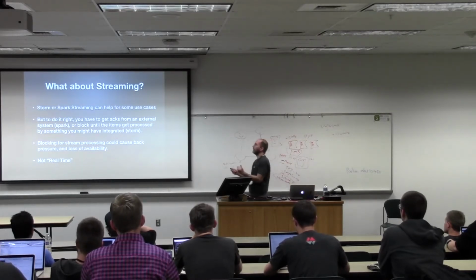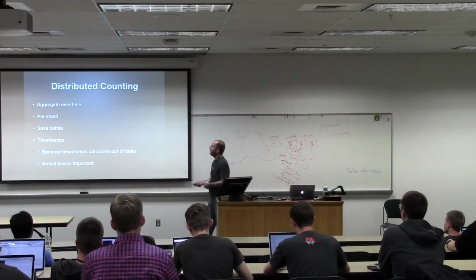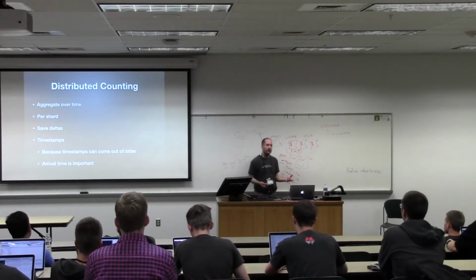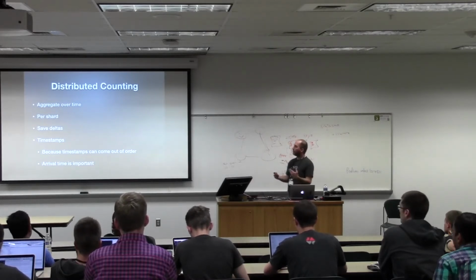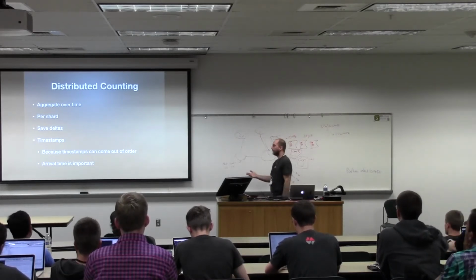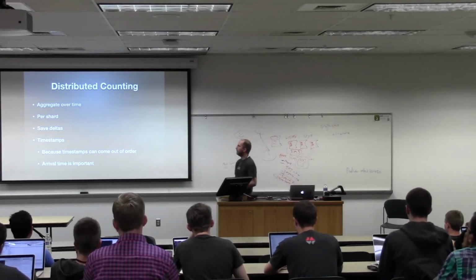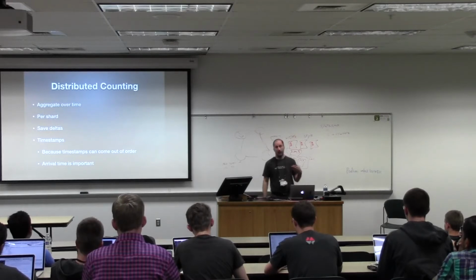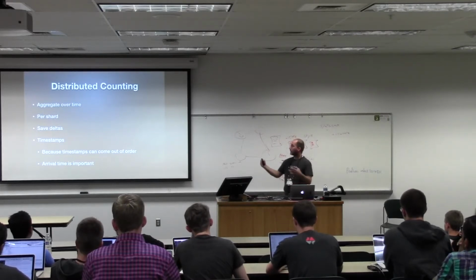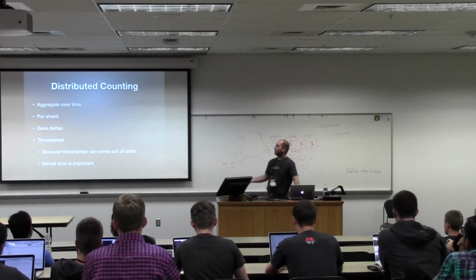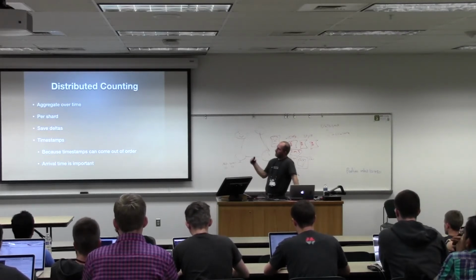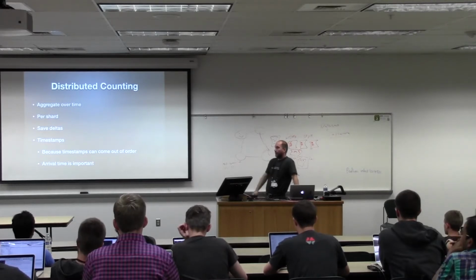So streaming can help us in getting the real-time component, right? We want to aggregate over time, and one way to look at this is if we've got a distributed system, we're probably using some type of replication, probably distributed replication, probably different numbers of replicas across different data centers worldwide. And so a lot of times when you count, you want to count per shard, save the deltas, and then use timestamps to deal with this out-of-order arrival as it comes in.